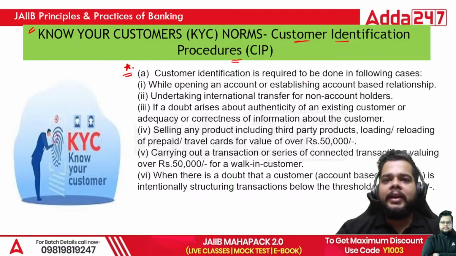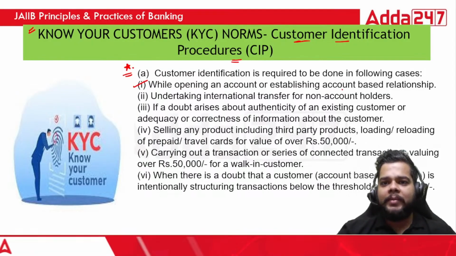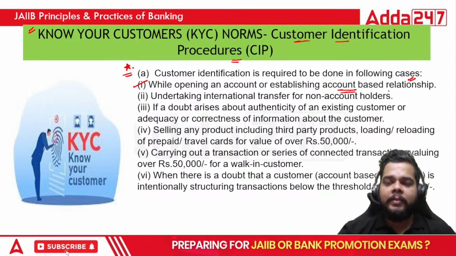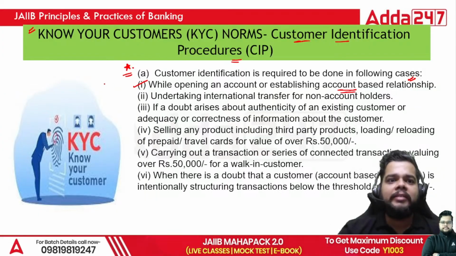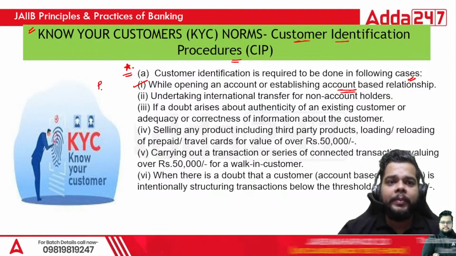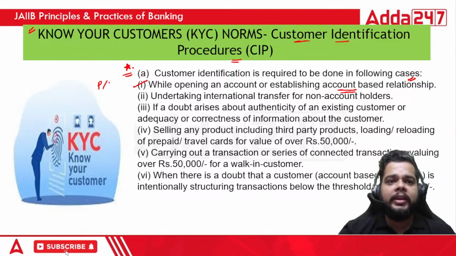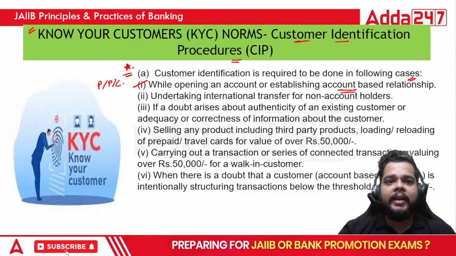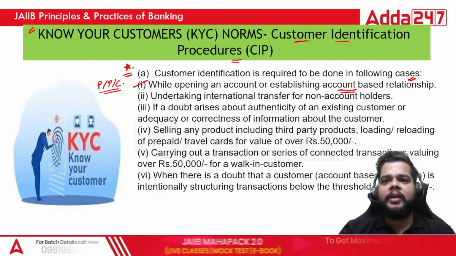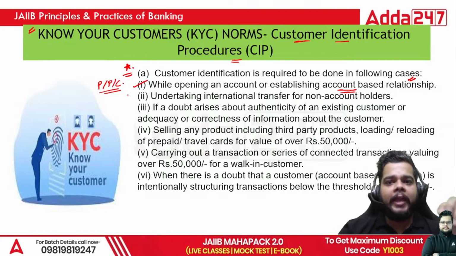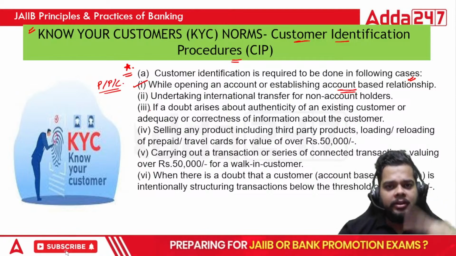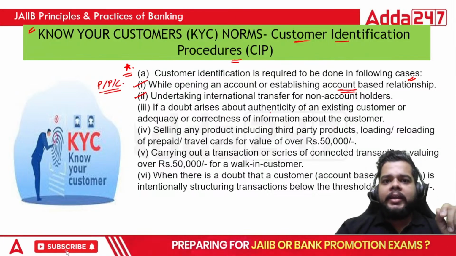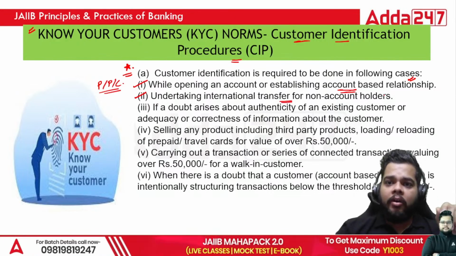So customer identification is required to be done in the following cases: while opening an account or establishing an account-based relationship. In the previous class, we have seen that there are certain types of organizations also, like the proprietorship concern, the partnership firm, as well as companies. For various accounts, you will have different types of documents, and one document-based question also we'll be doing today. Then, undertaking an international transfer for non-account holders.